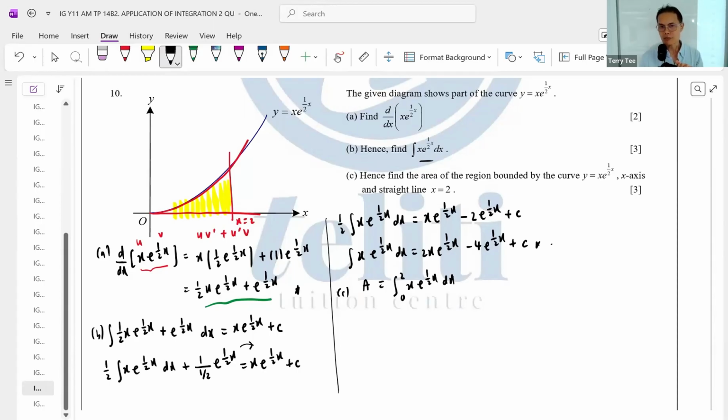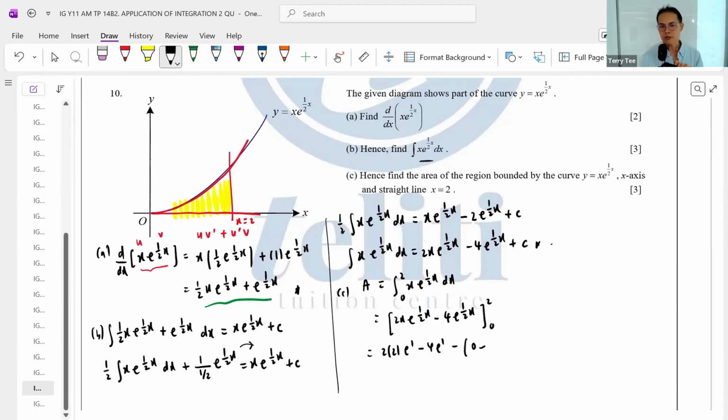Now we're going to use this result from part B to find the area, to integrate this. So this is 2x e power half x minus 4 e power half x, lower limit 0, upper limit is 2. I'm going to put 2 inside. 2 times 2, e power half times 2 is 1. Half times 2 again, 1.